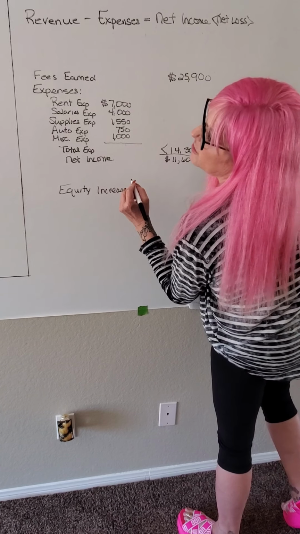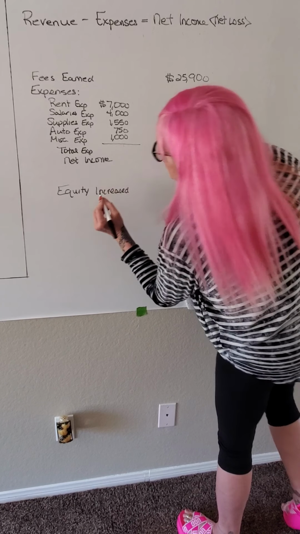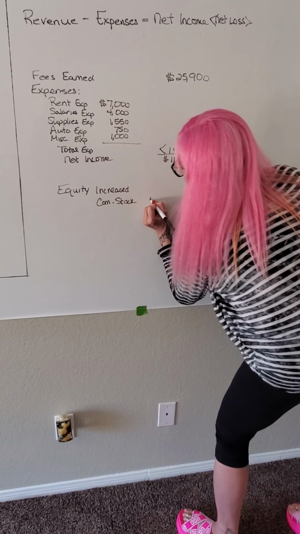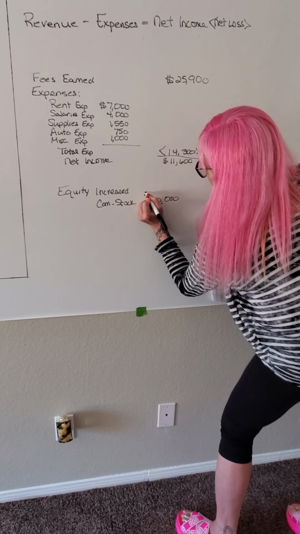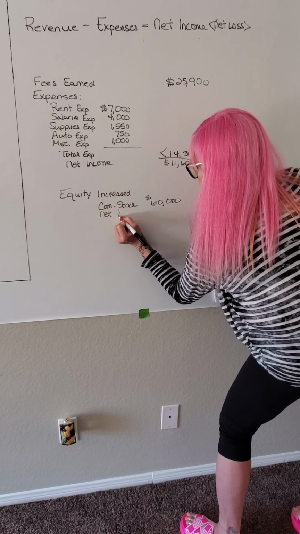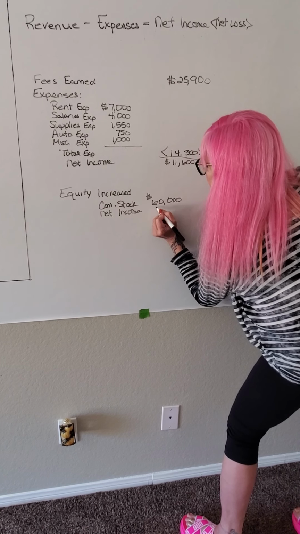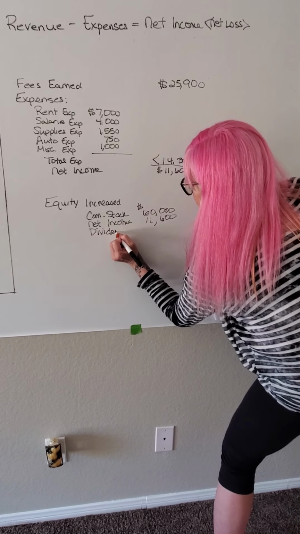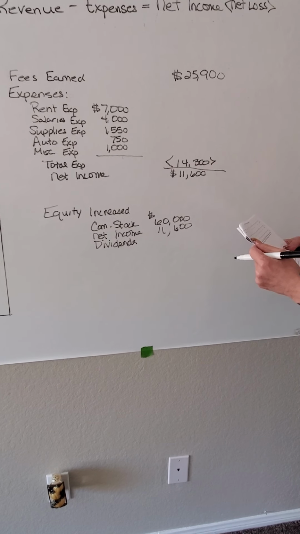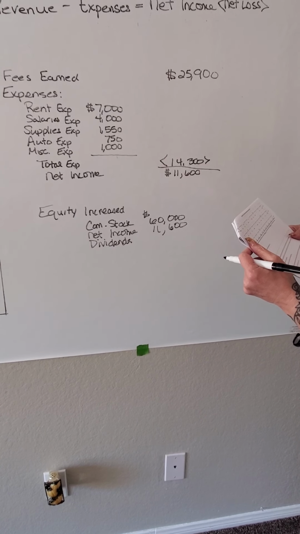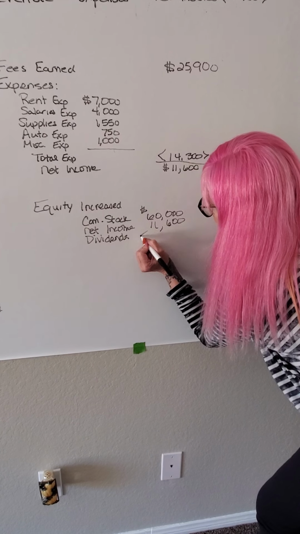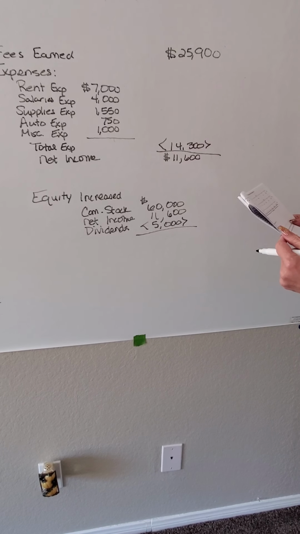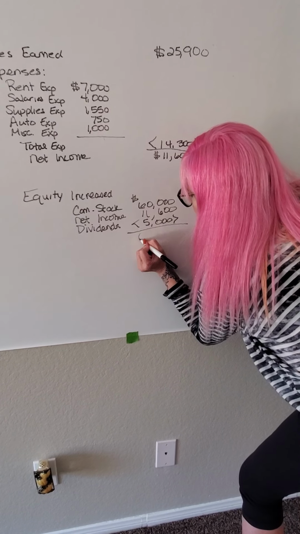We had the $60,000 of common stock. That's an increase. We had net income of 11,600, and then we have the dividends, which decrease it. So total dividends were 5,000. So we end up with a total change of 66,600.